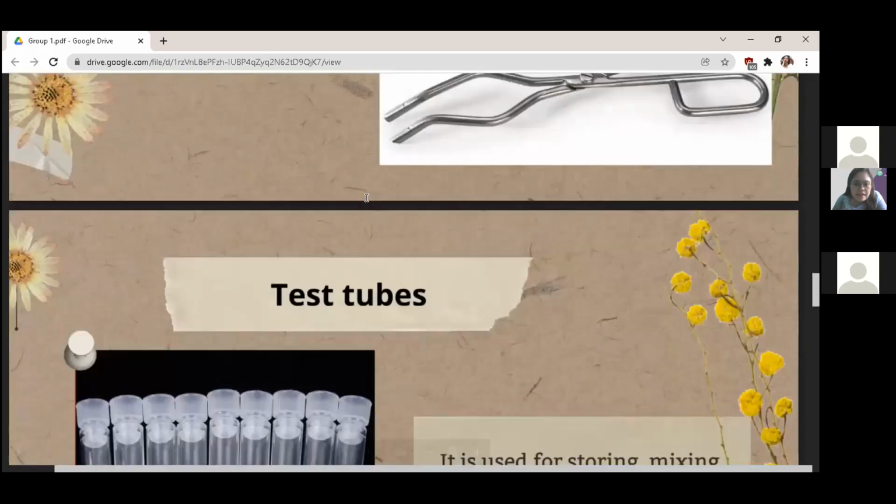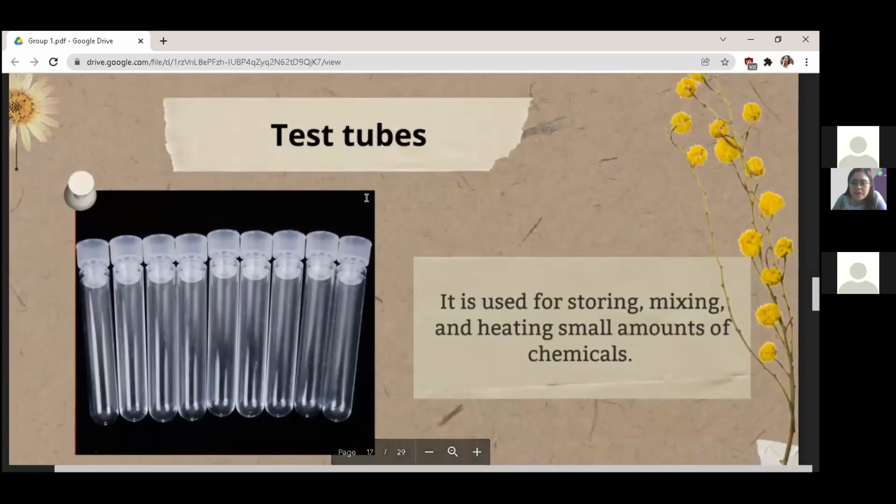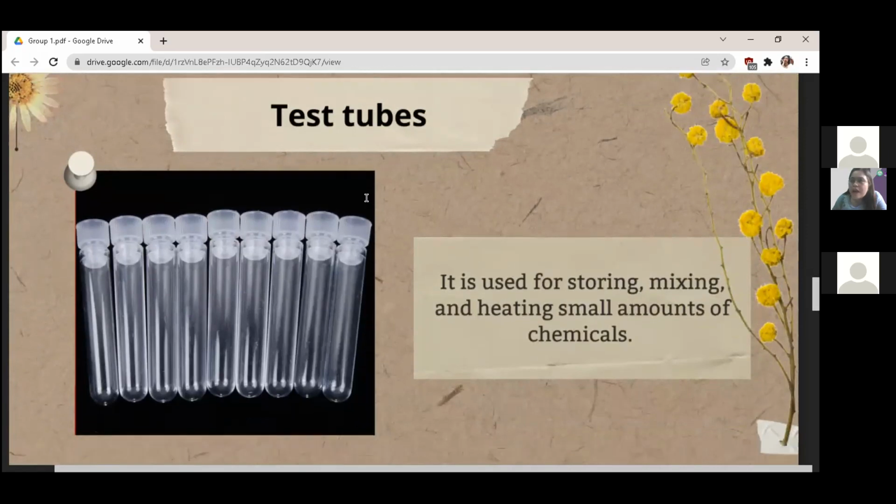Okay, next. And then we have the test tubes. I believe you are very familiar with this. Most of our experimental procedures, especially during chemical reactions, are done using the test tubes. Okay? We can use this for mixing or even storing our chemicals. We can even heat our chemicals using the test tubes. So we have different sizes of test tubes in the laboratory, depending on the amount of material that we are going to place inside.